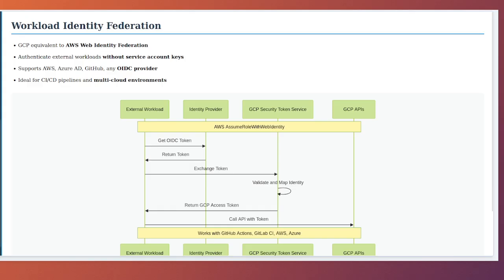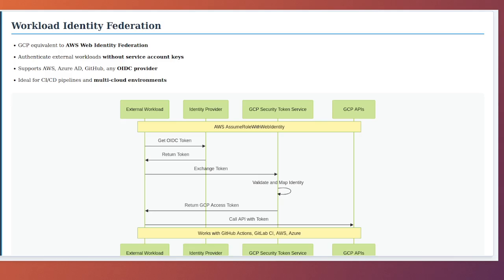In AWS, you create an identity provider in IAM, either SAML or OIDC based, and then create IAM roles that trust that identity provider. External identities can then assume those roles to get temporary AWS credentials. Common use cases include GitHub Actions accessing AWS resources or applications running in other clouds.